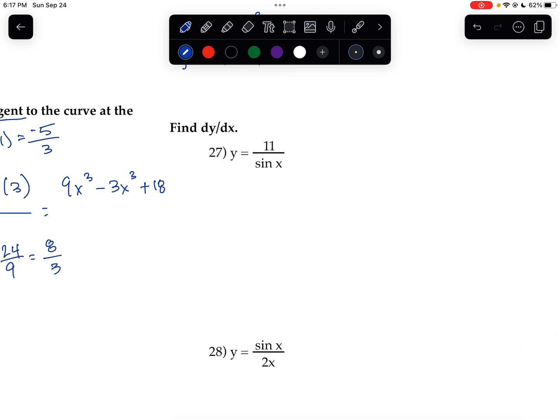Alright, this one here, I wouldn't use the quotient rule, although you could. I would just say that this is equal to 11 cosecant of x, and so y prime would be equal to negative 11 cosecant of x times cotangent of x, since that's the derivative of cosecant x.